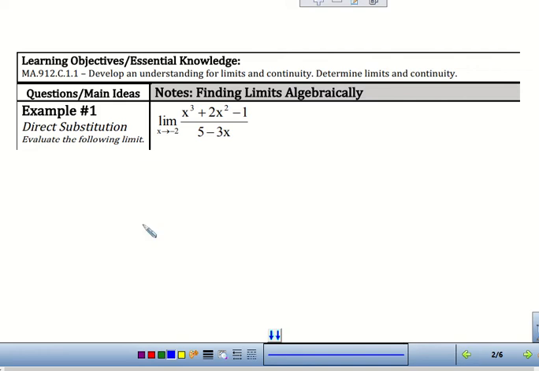Yeah, probably. Alright, so for the first type of evaluation, we have direct substitution, okay? Direct substitution is where we can simply just plug that value into the equation.